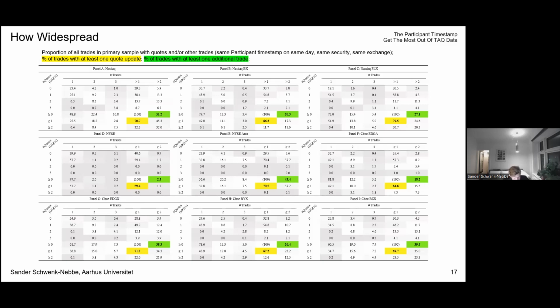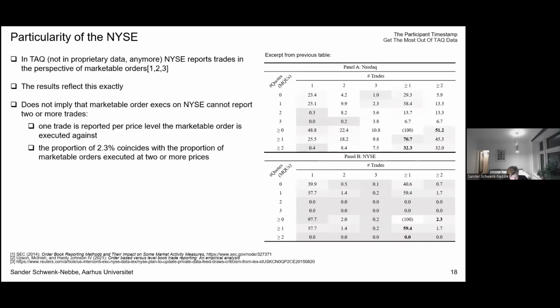Is this an issue of the method? You could think that the method simply doesn't work for the New York Stock Exchange, but no, that's not the case. Some of you may already be familiar with this: the New York Stock Exchange differs from the other exchanges, and we can by now trust our method. Our method's results also reflect this. So let me zoom in on the New York Stock Exchange and NASDAQ and explain what makes the NYSE special. In TAQ, but no longer in proprietary market data, the NYSE reports trades from the perspective of marketable orders.